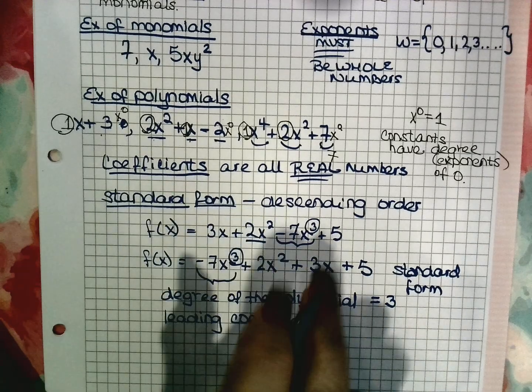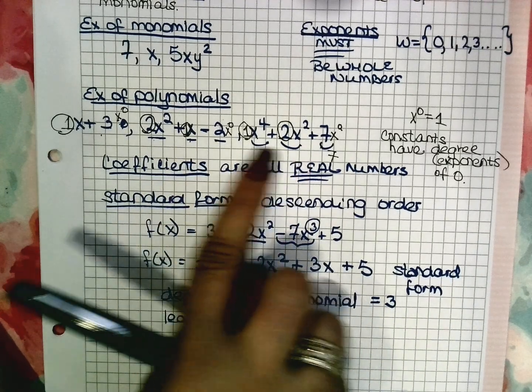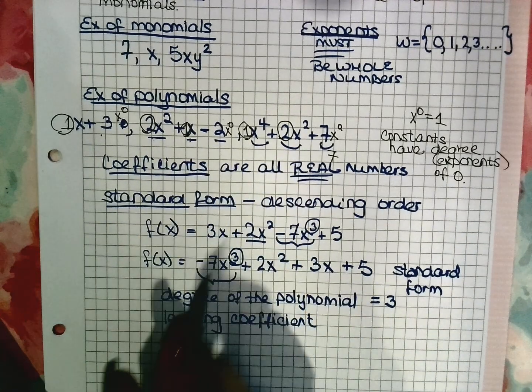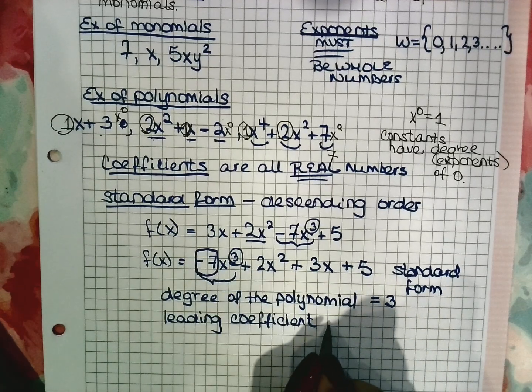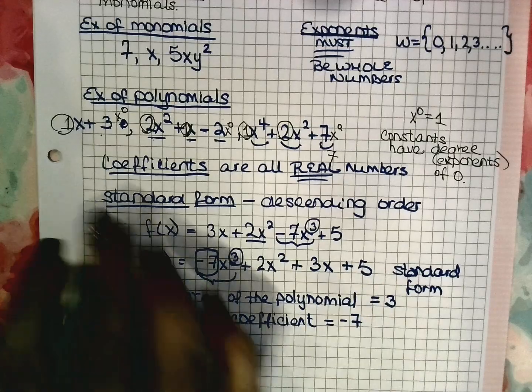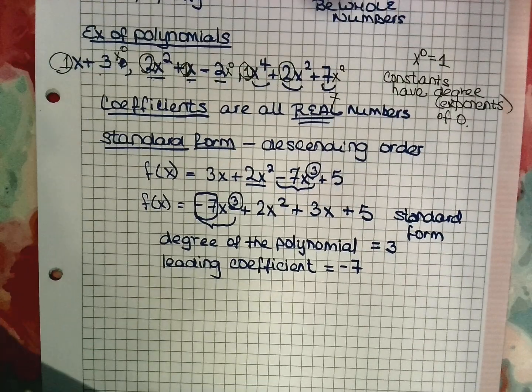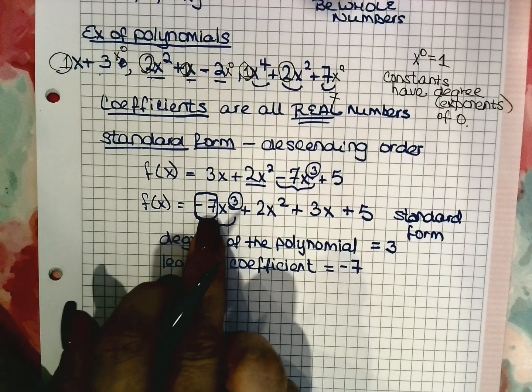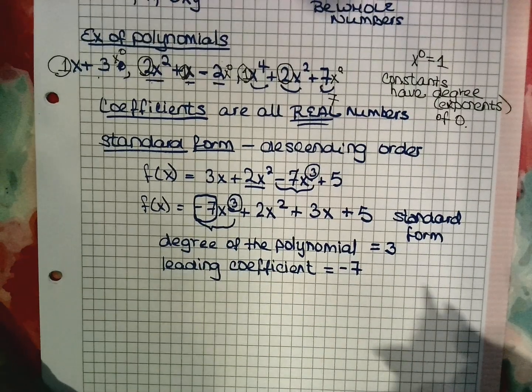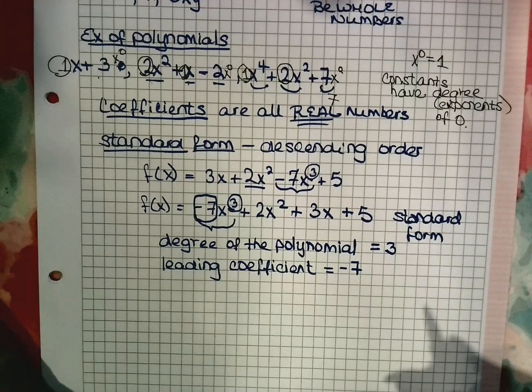Remember I mentioned what coefficients were? It's those numbers in front of your x's. Well, here, this negative 7, that is your leading coefficient for the entire polynomial. Okay? So a lot of information is obtained from that first term, again, after it's in standard form.